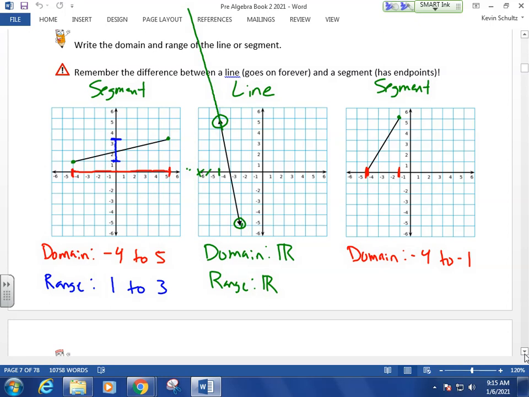The range, switch to blue here. Let's see, the lowest y value it has is 0, and it goes all the way up to +5. Everything is contained between 0 and 5 on the y-axis. So the range is going to be 0 to 5. All right?